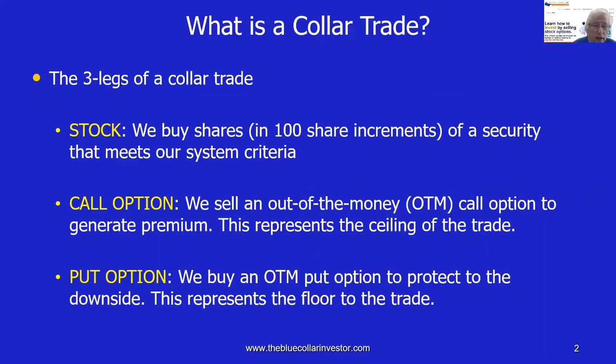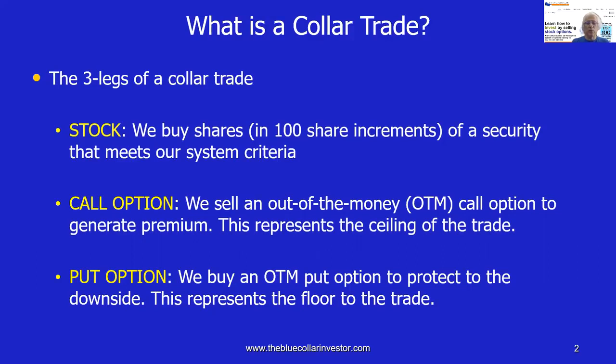Now, the second leg is the call option. So we sell an out-of-the-money call option priced higher than current market value, and that will generate premium, which is really what this is all about. Now, the call option strike price represents the ceiling of the trade. We can't make any more money on the stock over and above the call strike price. So the second leg of the collar trade is the call option.